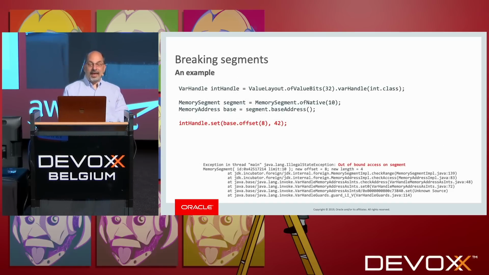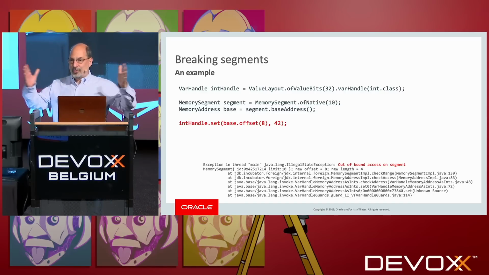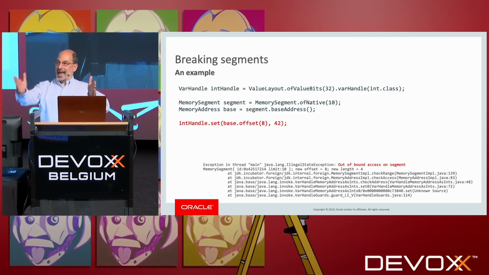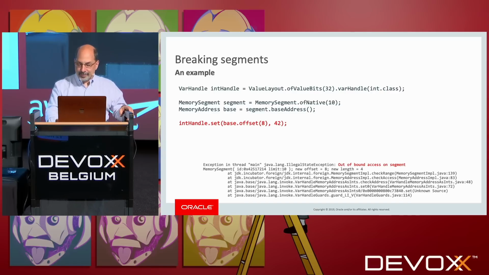So if I say, okay, give me a var handle for an int and a memory segment that's, let's say, 10 ints long, so it's 40 bytes wide, and I try to read that int at an offset of 42, I get a nice clean exception, illegal state exception, out-of-bound access on segment. And it tells you, here's the thing you were trying to read at, and here's how big the buffer is.